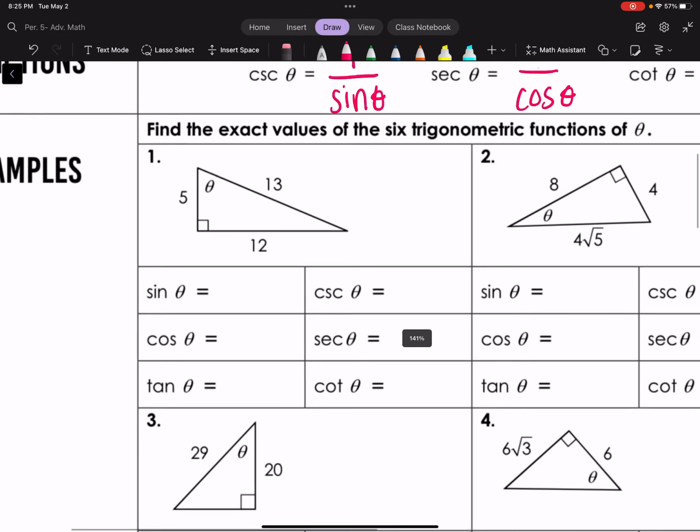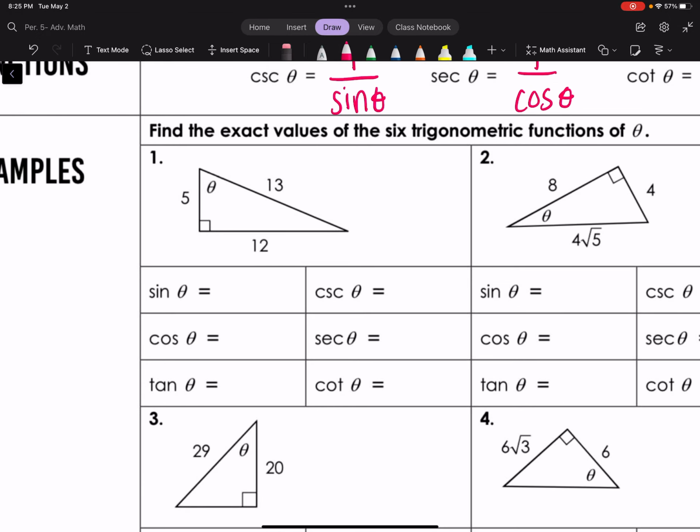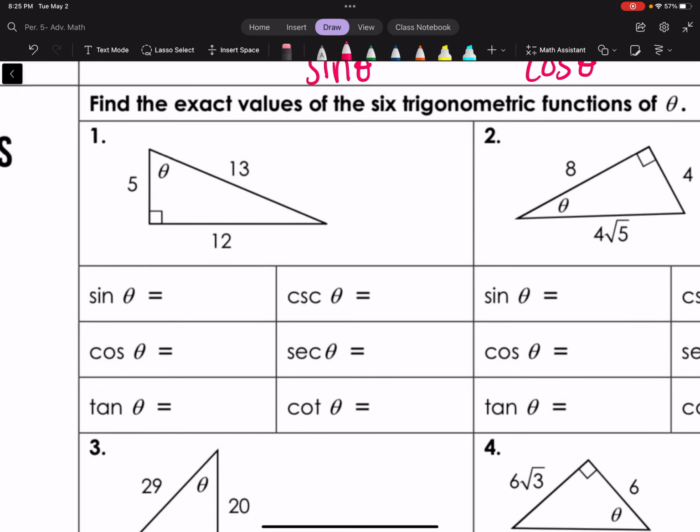What we're going to be doing is finding the exact values of the 6 trigonometric functions of theta. So let's start off with number one. Number one is considered an easy question because all of my sides are already given to me. I don't have to solve for any of them. All I'm doing is going straight into creating the ratios.